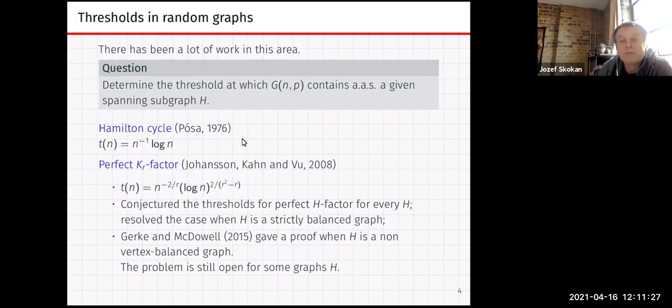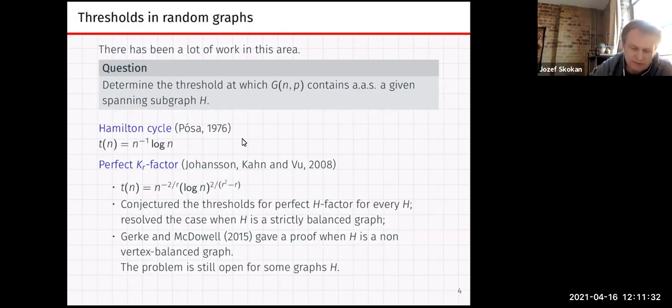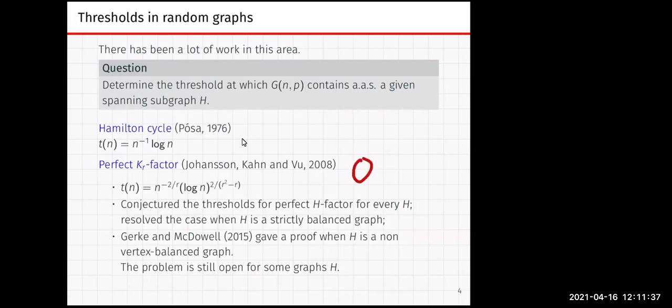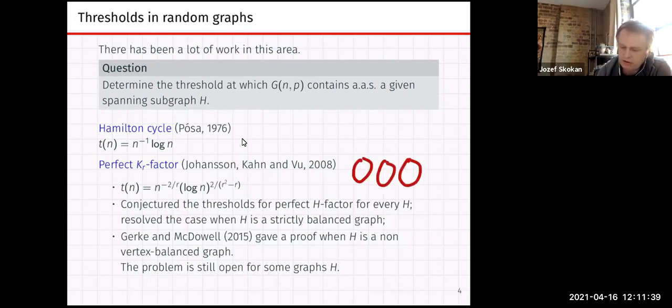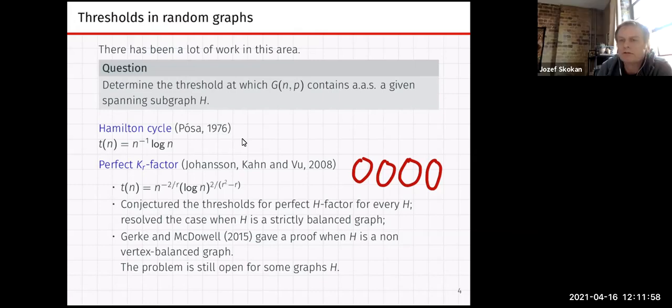They resolved the case. Can you remind me what an H factor is? As before, an H factor means that you take copies of your graph H and you try to find copies of H which do not overlap in vertices and cover all vertices of your graph. So a triangle factor is a collection of vertex-disjoint triangles that span all the vertices of your graph. You don't need to hit all the edges. No, it's about covering vertices, not the edges. All right, thank you.